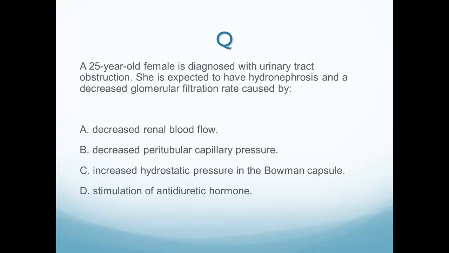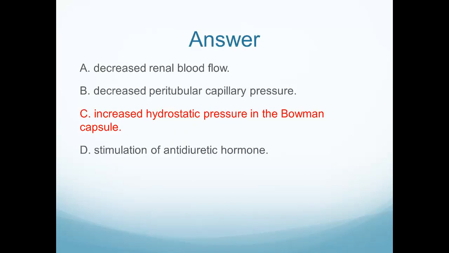Here's another one of our questions. A 25-year-old female is diagnosed with urinary tract obstruction. She is expected to have hydronephrosis and a decreased glomerular filtration rate caused by. So if you answered C, increased hydrostatic pressure in the Bowman's capsule, you are absolutely correct.